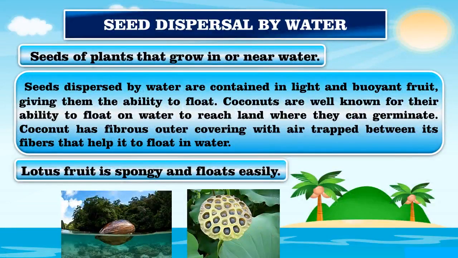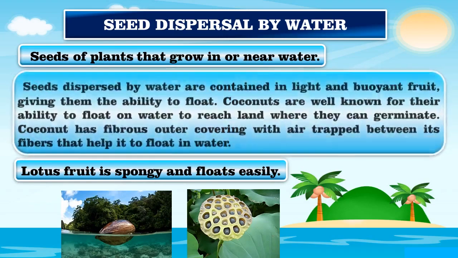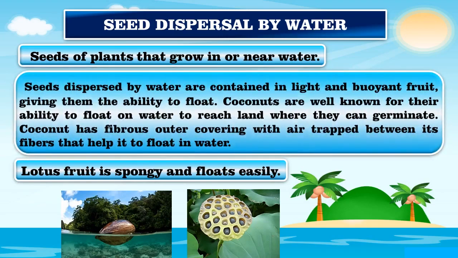Now we'll discuss seed dispersal by water. Seeds with the following features can be dispersed by water easily. Seeds of plants that grow in or near water. Seeds dispersed by water are contained in light and buoyant fruit, giving them the ability to float.